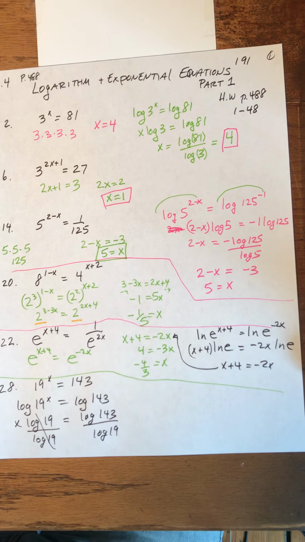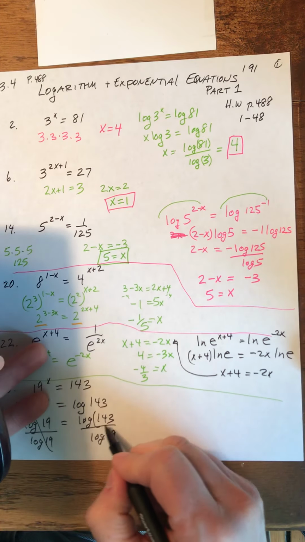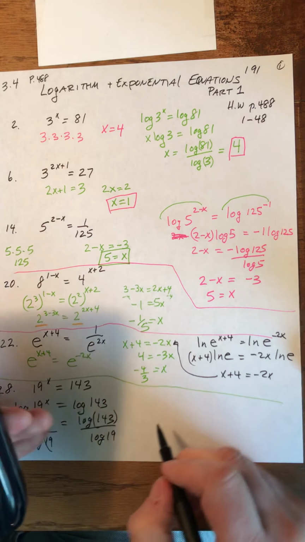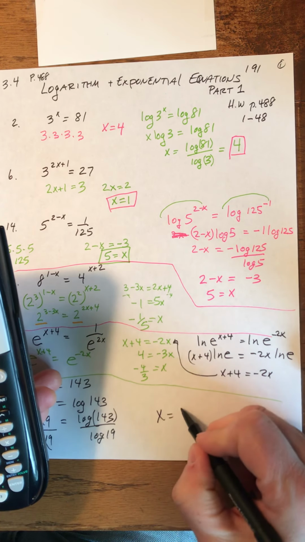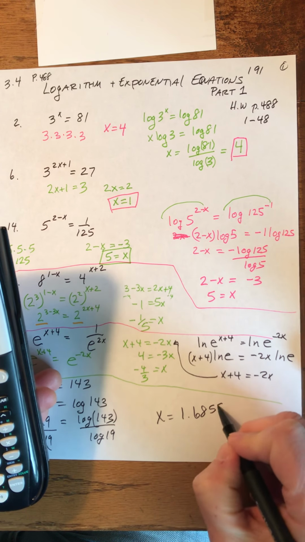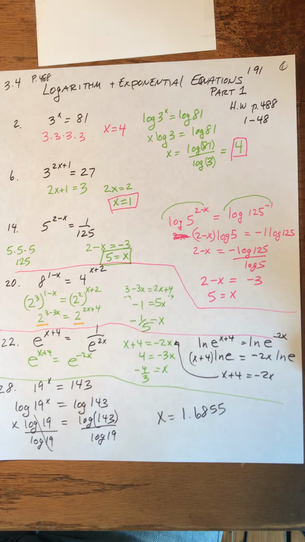I typed this in my calculator. Let's see what it comes out to be. So I'm going to go log of 143. Don't forget to close that parentheses. The parentheses should be right here. Divide it by the log of 19, and I'm going to get 1.6855. Now what does that actually mean, that 1.6855?